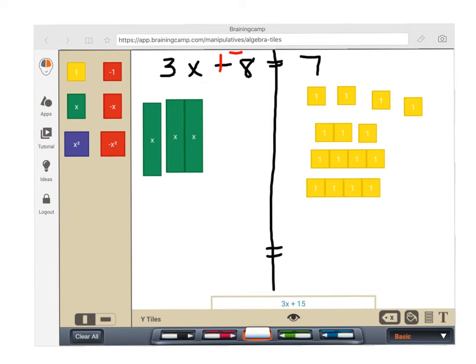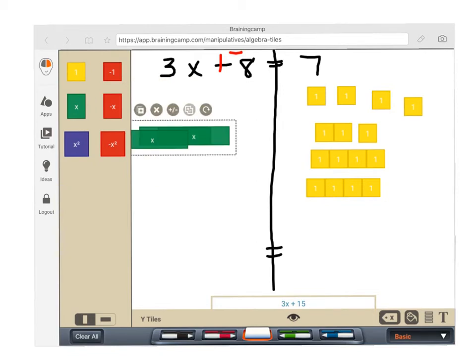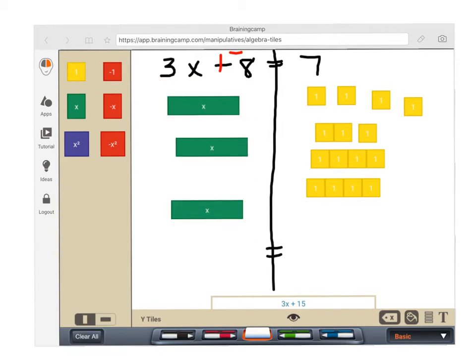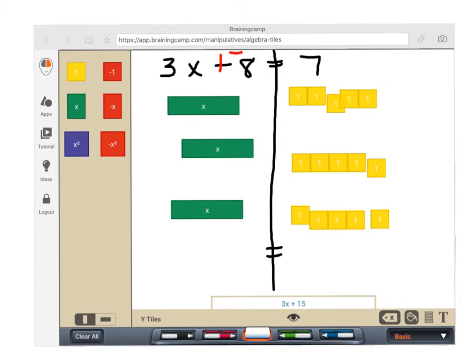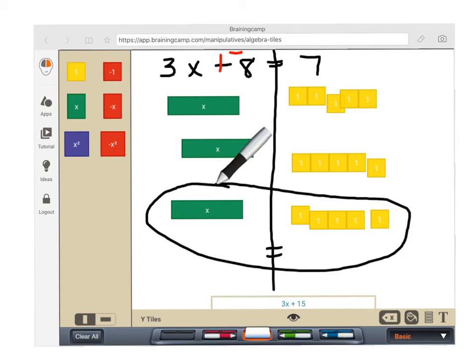Now the next thing we're going to have to do is we don't want 3 of these. We're going to have to divide this up into 3 groups. So we're going to divide this by 3. And if you recall, we do that by, I like to turn them. Okay, and then we're going to separate our tiles here into 3 groups also, both sides. So what we have is an X by itself, 1 green X, equal to 5. So my solution is X equals 5.